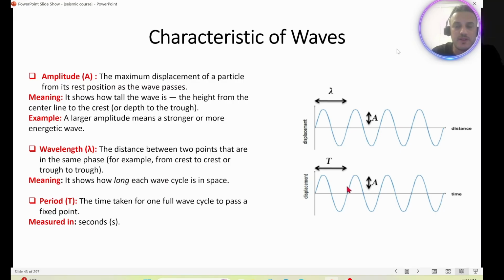Welcome to the Seismic Data Processing course. In today's lecture, we'll talk about the characteristics of waves.